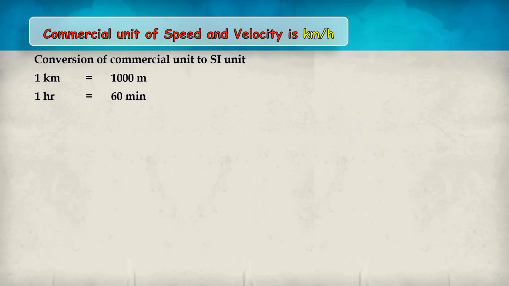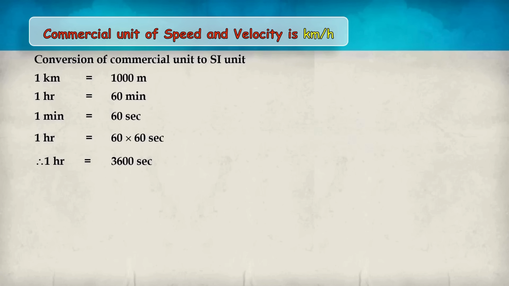Let us revise the basic conversions first. We know that 1 kilometer equals 1000 meters. 1 hour equals 60 minutes. 1 minute equals 60 seconds. So, 1 hour is equal to 60 multiplied by 60 seconds. That is, 1 hour is equal to 3600 seconds.